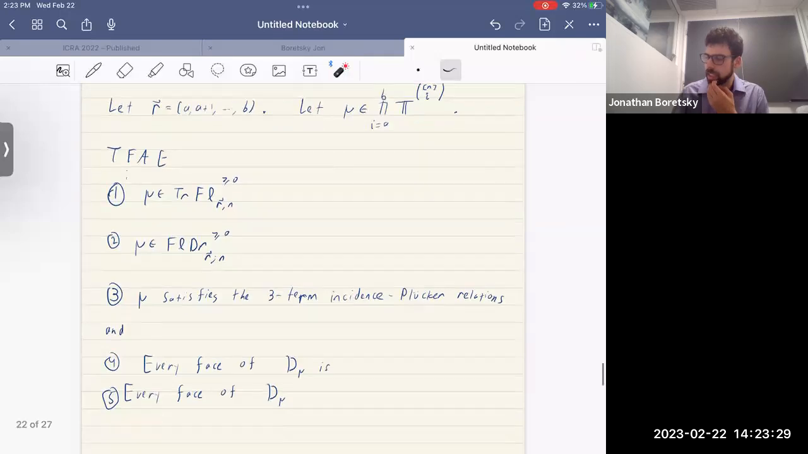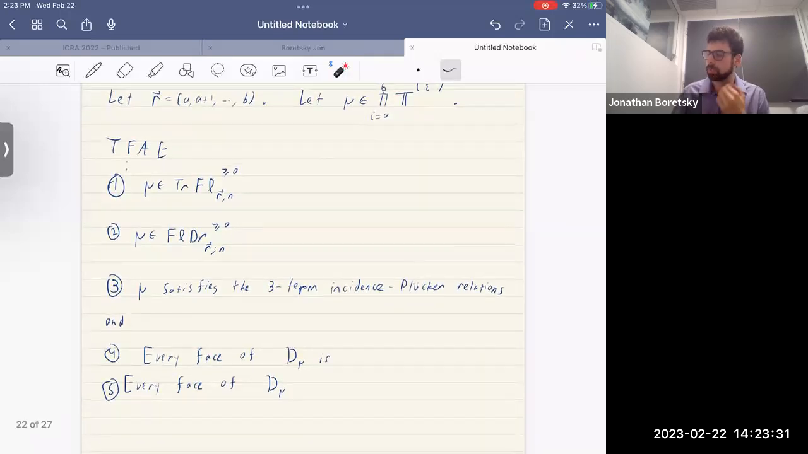The third thing is that mu should satisfy the 3-term incidence Plücker relation. So here's our 3-term relations making an appearance again. And we need to have that the support of mu is a flag positroid.